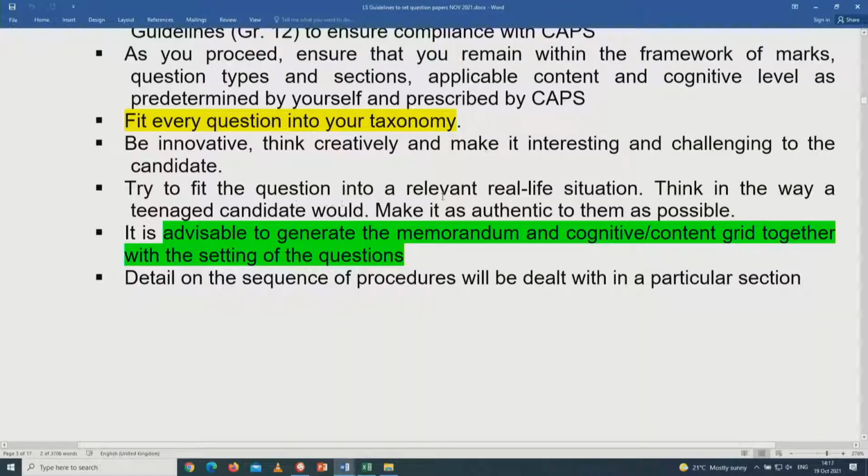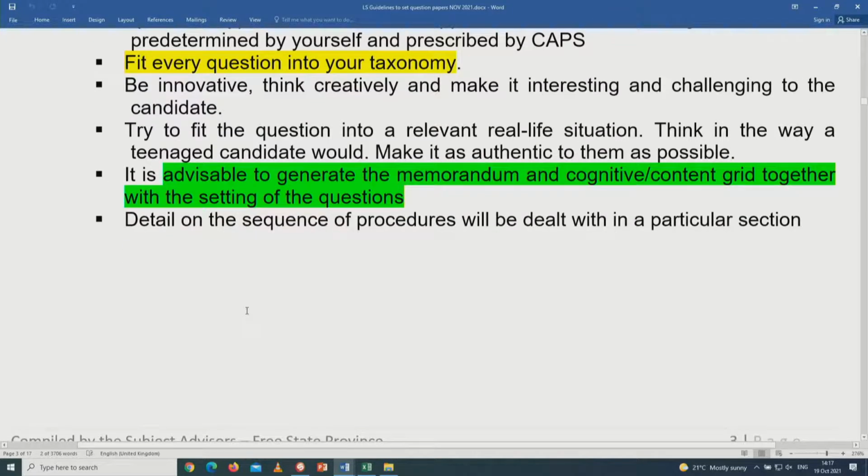Try to fit the question into a relevant real-life situation. You see many of these questions start with a certain animal living there or a certain plant growing somewhere is doing this or showing that, and then questions on it. Especially in the grade 12 final exams, you see many of that. So even in 10 and 11, make it interesting to the learners so that they also enjoy answering these question papers. Think in a way that the teenage candidate would think. Make it as authentic to them as possible. It is advisable to generate the memorandum and cognitive or content grid together with the setting of the questions.